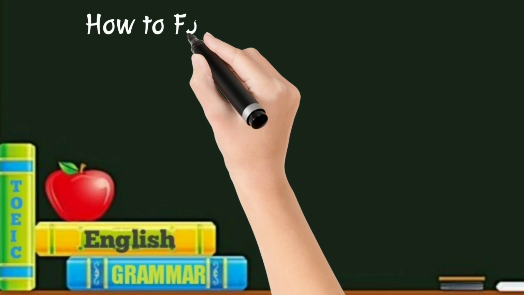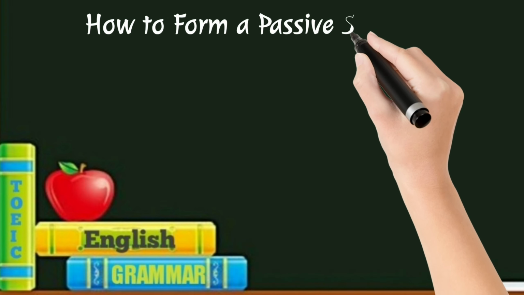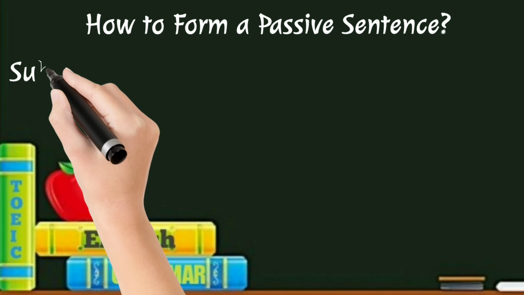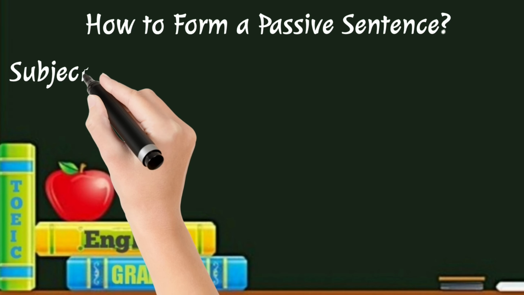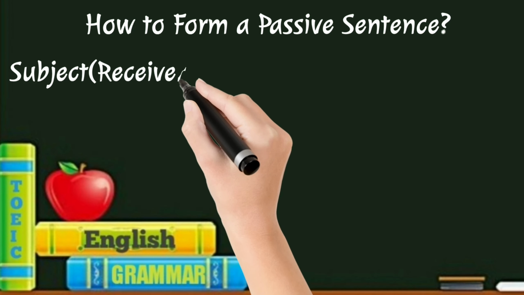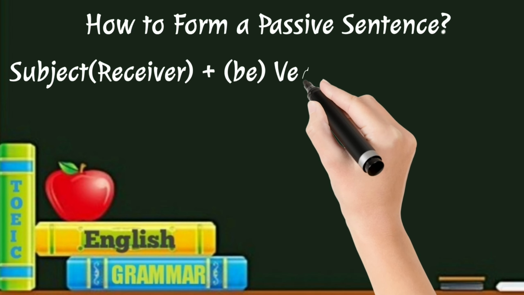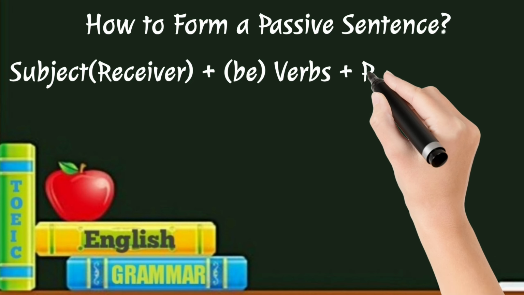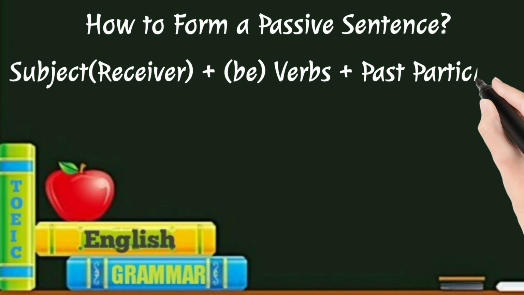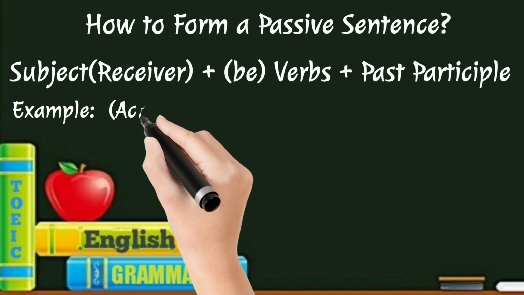So, how do we form a passive sentence, or what is the structure of a passive sentence? To make a passive sentence, we need the subject. The subject there should be the receiver of the action, and it should be followed by the be verbs. The be verbs come in different forms depending on what you're trying to express. And of course, it's followed by the past participle of the verb.